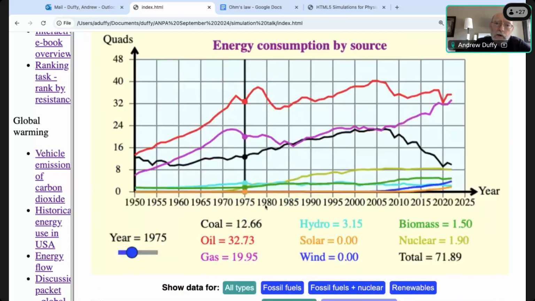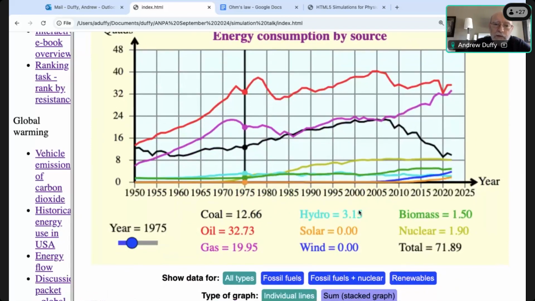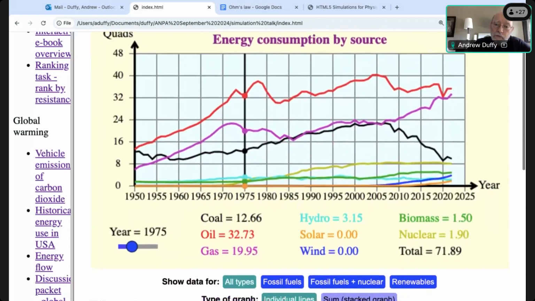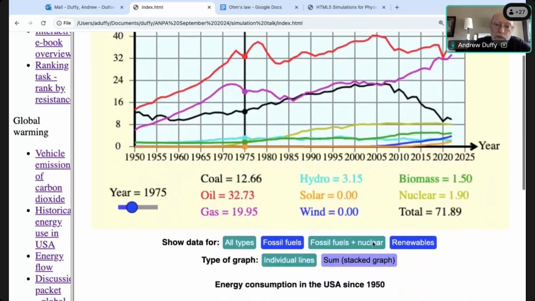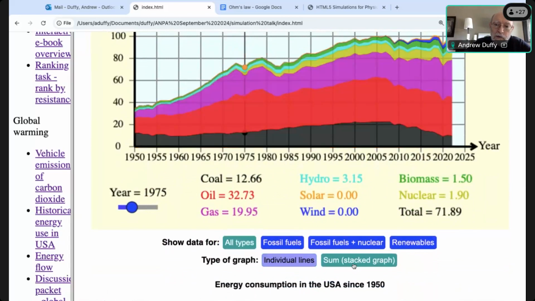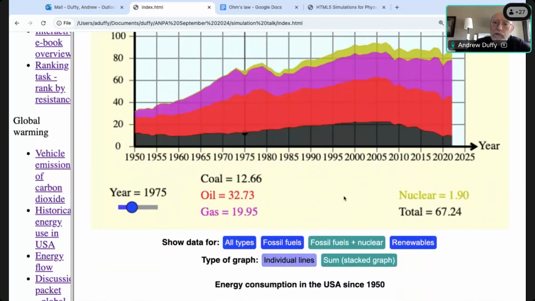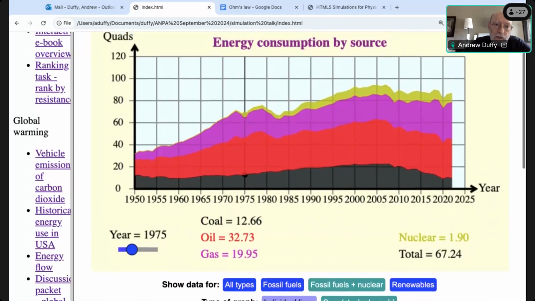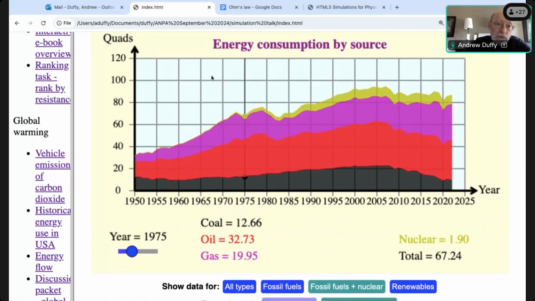Here's another one, which is not really a simulation. It's just a way to present the data. And so here you can look at energy consumption by source of, again, American energy. Okay, so let's do this sum graph, and I'll look at maybe fossil fuels and nuclear for the moment. The black stuff at the bottom is coal, and this is in units of quads. A quad is a quadrillion British thermal units, quadrillion BTUs. That's approximately 10 to the 18 joules.